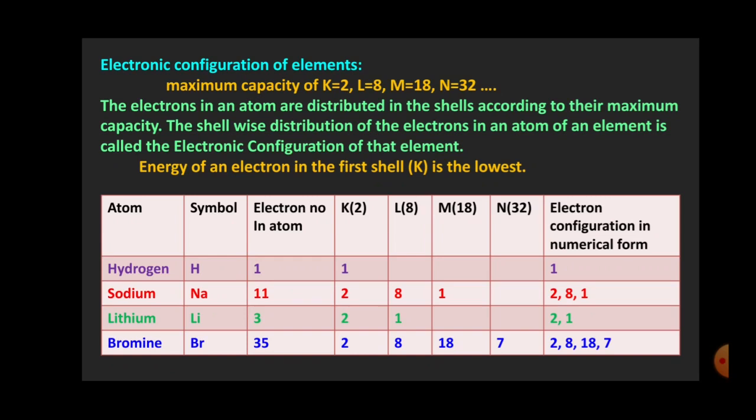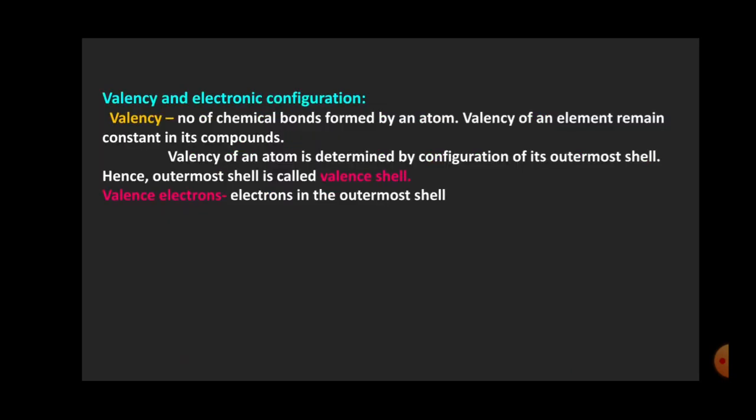Sodium, Na, 11: 2, 8, 1. Lithium, 3: 2 and 1. Bromine, Br, 35: 2, 8, 18 and 7. Okay, so this is how the electronic configuration is done.